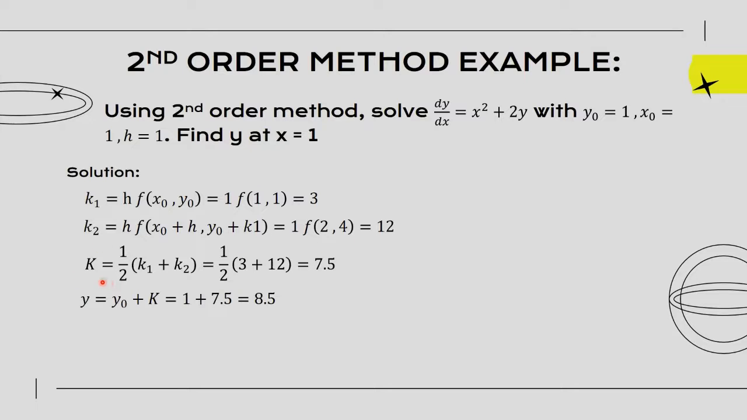Next is to get k. Substitute into the formula k equals 1/2 times k1 plus k2. We get 1/2 times 3 plus 12 equals 7.5. So we have the value of k. Lastly, we use the formula y equals y sub 0 plus k. Substitute the values of y sub 0 and k: 1 plus 7.5, we get 8.5. So the final answer is y equals 8.5 at x equals 1.